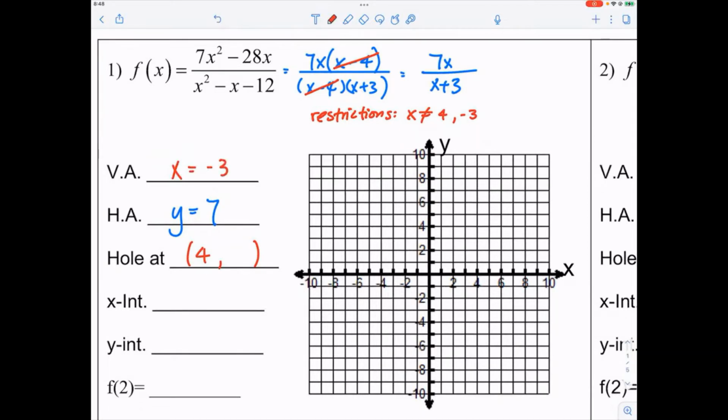So let's go ahead and draw our vertical asymptote right here. And then your horizontal asymptote, it's y equals 7.